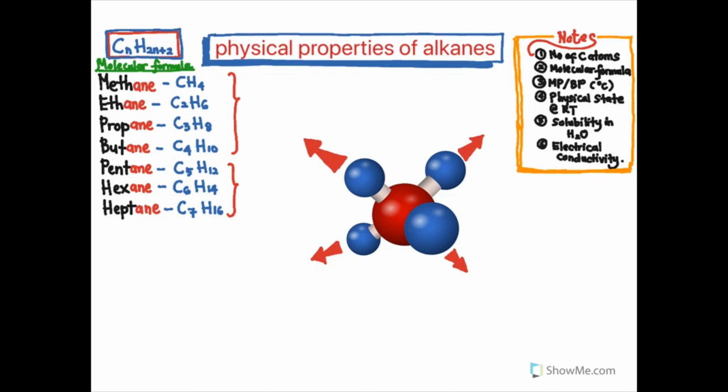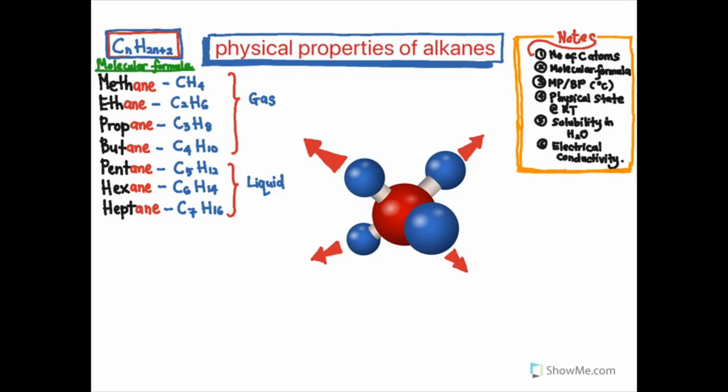C7H16. The physical state of alkanes at room temperature depends on the number of carbon atoms per molecule. For methane, ethane, propane, and butane, their physical state at room temperature is gas. While for pentane, hexane, and heptane, they occur as liquid at room temperature.